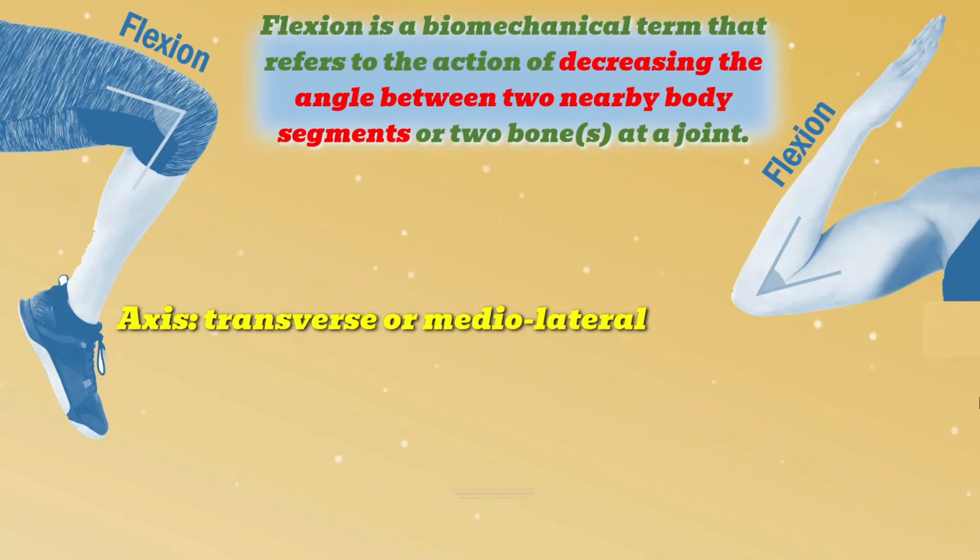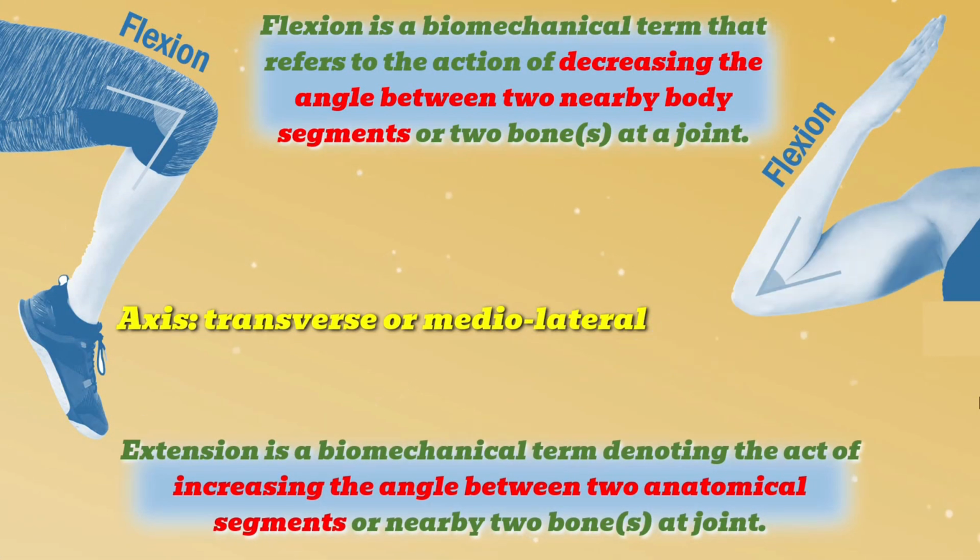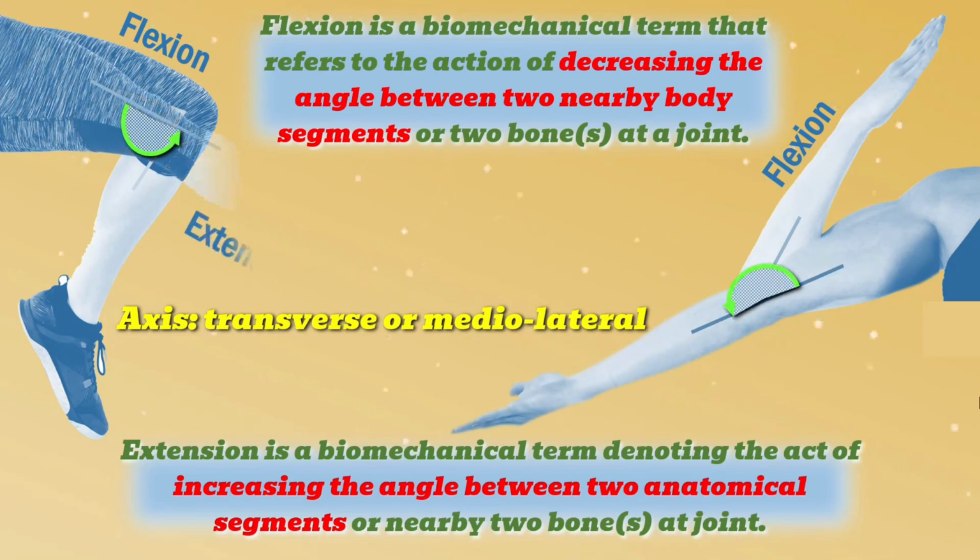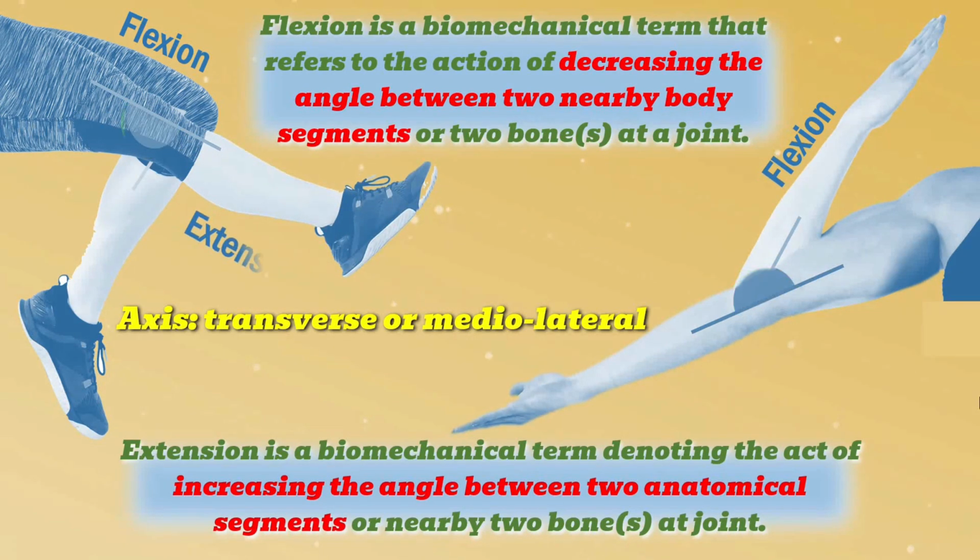Like flexion, extension is a biomechanical term denoting the act of increasing the angle between two anatomical segments, or two nearby bones, at a joint. For example, elbow extension is characterized by the increased angle between the radius and ulna of the forearm and the humerus of the arm. In the lower limb, the act of extending the knee results in the straightening of the lower leg.